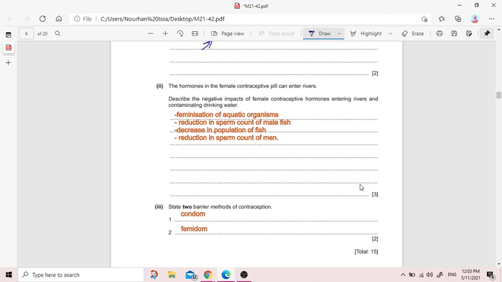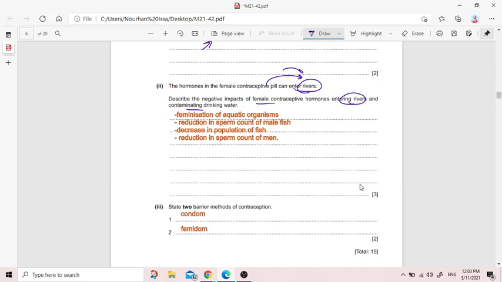Okay, the hormones in the female contraceptive pills can enter the river. Describe the negative impact of the female contraceptive hormones entering the river and contaminating the drinking water. When these hormones are excreted in the urine, and then the urine goes to the sewage, if the sewage is not treated and it is thrown as it is in the river, it affects the organisms.